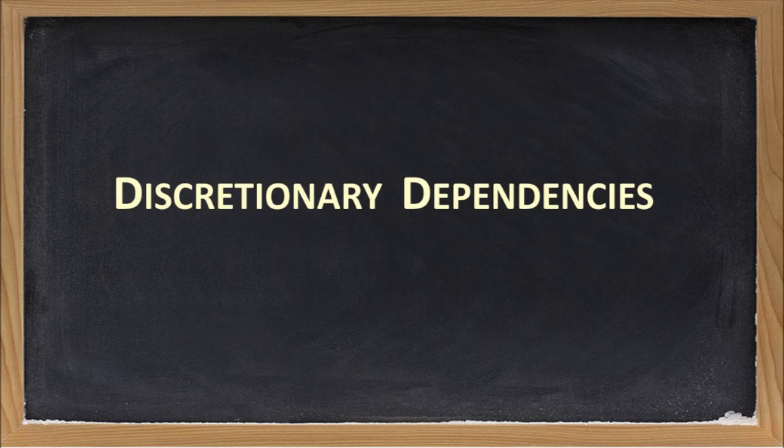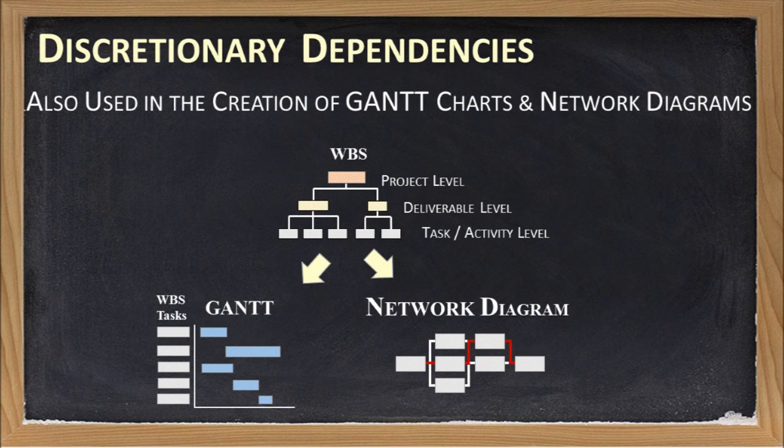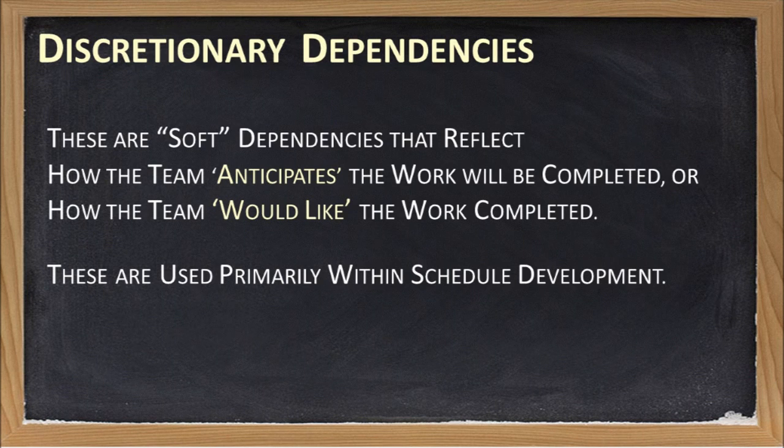Well, that was a very quick introduction to internal task relationships or dependencies. Let's now move on to discretionary dependencies. Discretionary dependencies are also used in the creation of our schedule and are shown in our network and Gantt charts. But discretionary dependencies are different, as the name implies, from the harder internal dependencies that we just looked at.